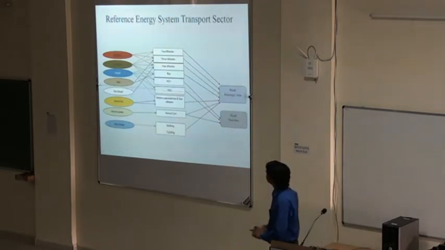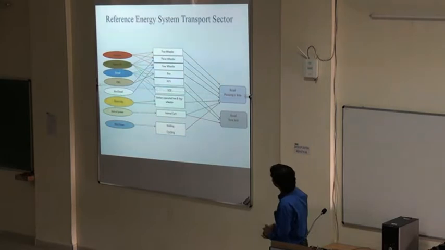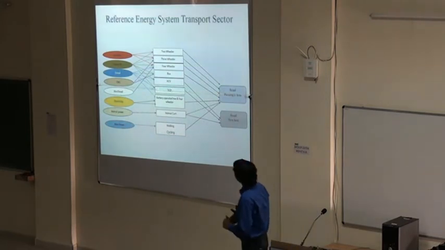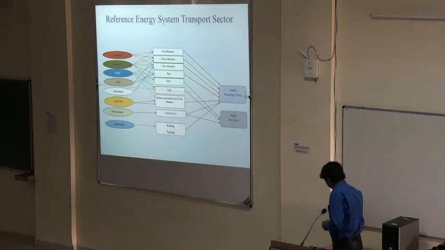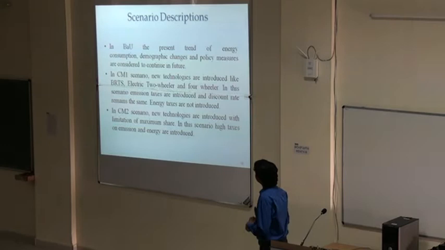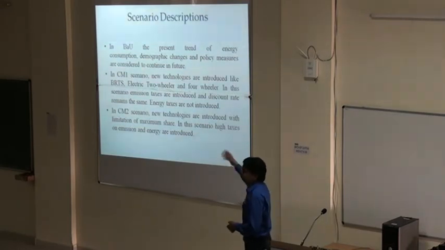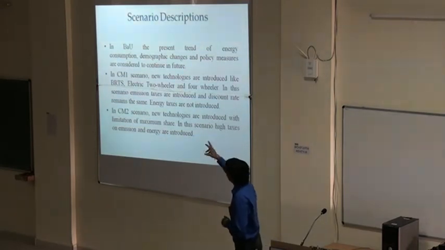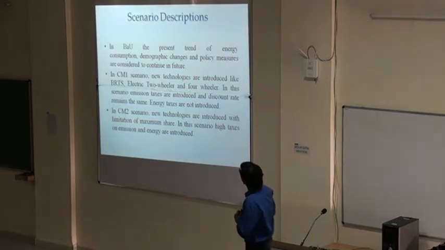This is my RES, the reference energy system. The left side is the energy, then the technology choices, and these are the services. I have projected two scenarios, CM1, countermeasure 1, and CM2, countermeasure 2, along with the business as usual scenario. In the business as usual scenario, the present trend of energy consumption, demographic changes and policy measures are considered to continue the same.